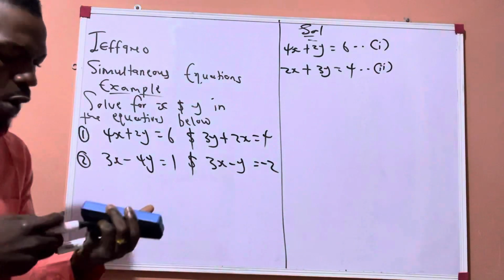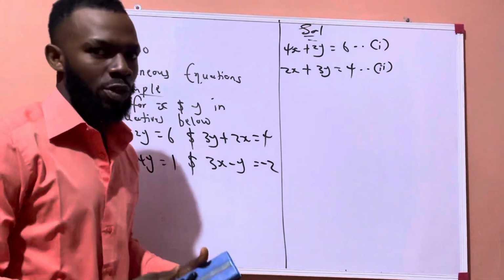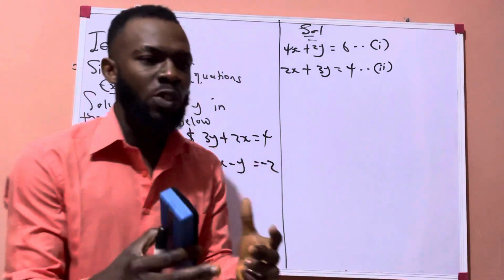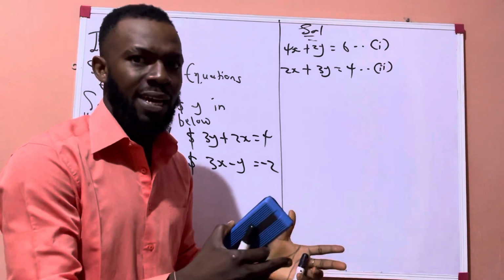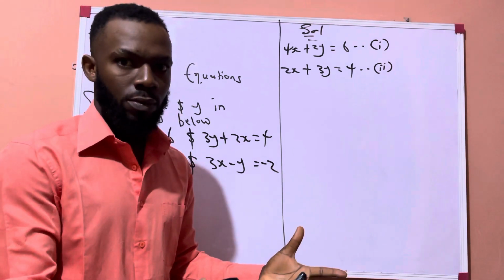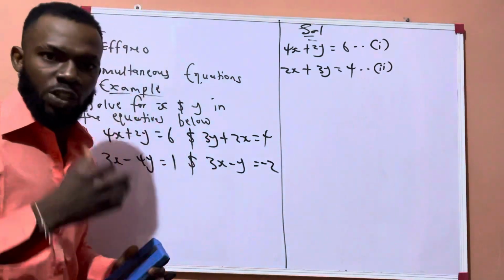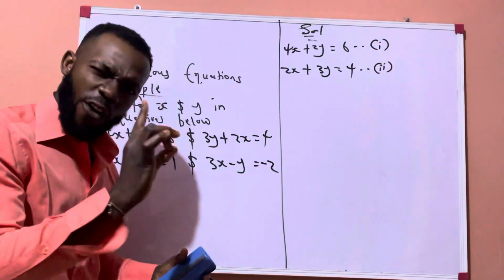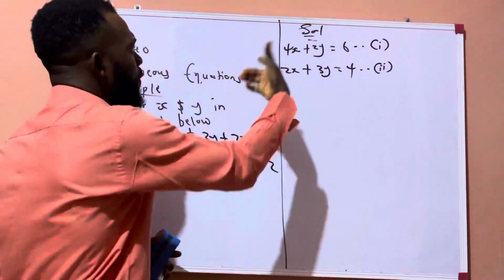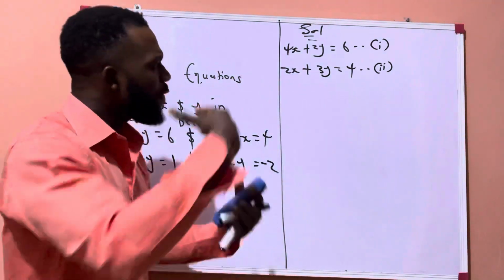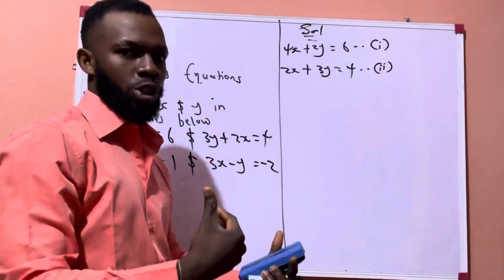But don't forget, we are using the eliminating method. Now, what does it mean to eliminate? To eliminate means to remove something completely so that you can't find it there anymore. When you are using the eliminating method in solving simultaneous equations, this is what you do. The first thing is to observe the variables and the coefficients, and check if any of them in equation 1 and equation 2 are the same.